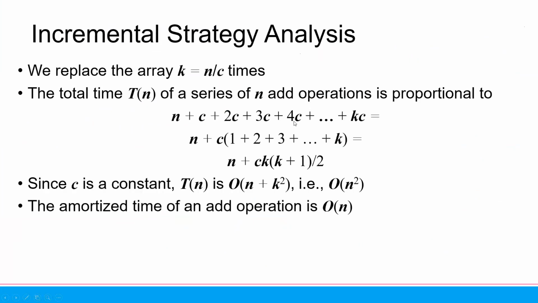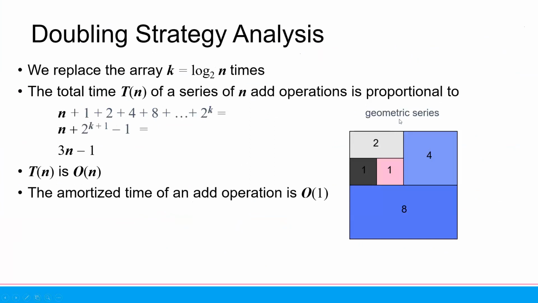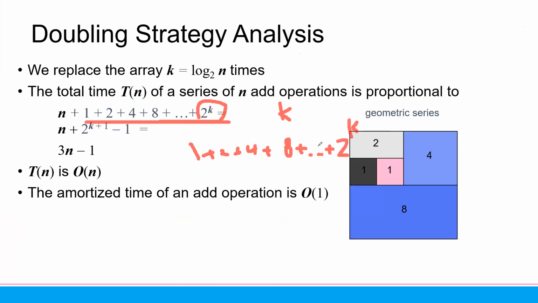This one is arithmetic series. This one is the geometric series. When we have this geometric series, we will end with 2 power of k, and we have the k. This is the array at the k position. So we will do the geometric series like this one: 1 plus 2 plus 4 plus 8 plus and so on, plus 2 power of k. It will be the same as 2 power of k plus 1 minus 1.